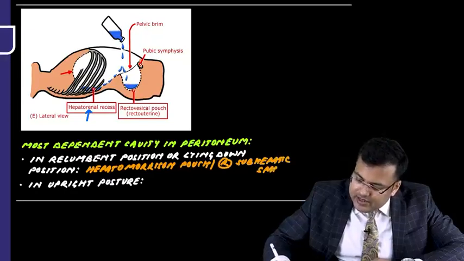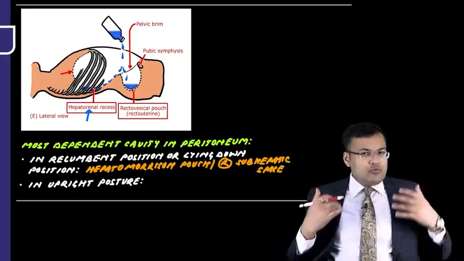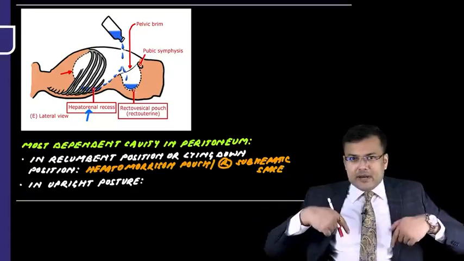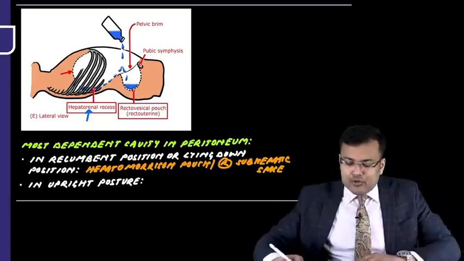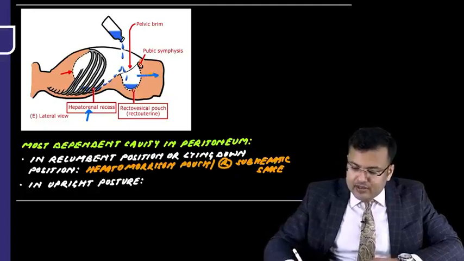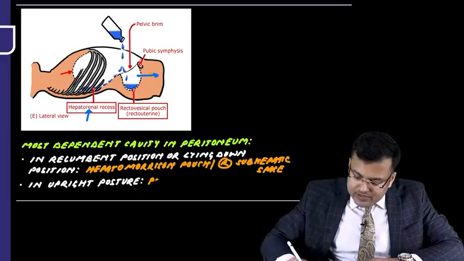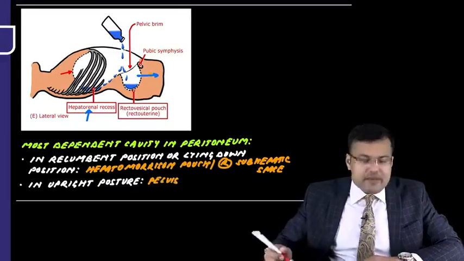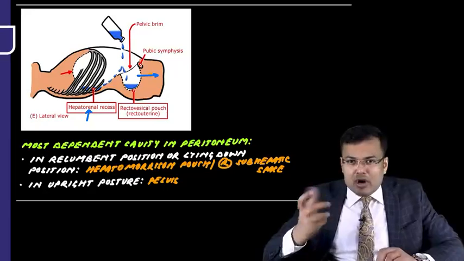Similarly, there is another question. What is the most dependent cavity in the peritoneum in upright posture? Obviously, in the upright posture, it is the pelvis. Clear?